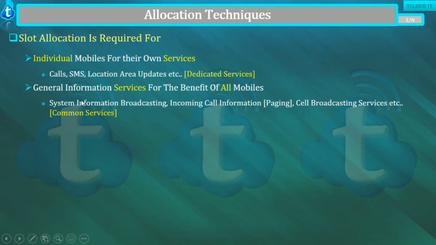So all these three things, system information that we have to broadcast, which explains network related details, or incoming call related information sending, or your cell broadcasting like advertisements, weather related information, etc. All these things will be classified. We can call it as common services, common for every mobile. But there are some dedicated services, call data, SMS data, location area updates. These are all going to be individually applicable for each mobile separately. It is not like for many mobiles. It is not that way.